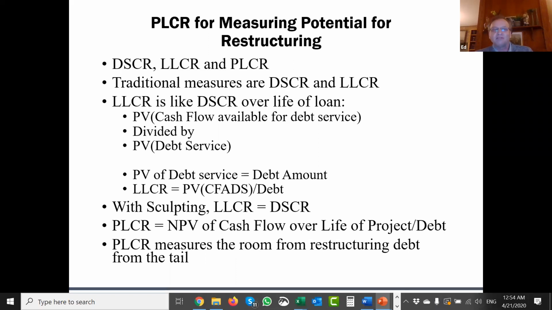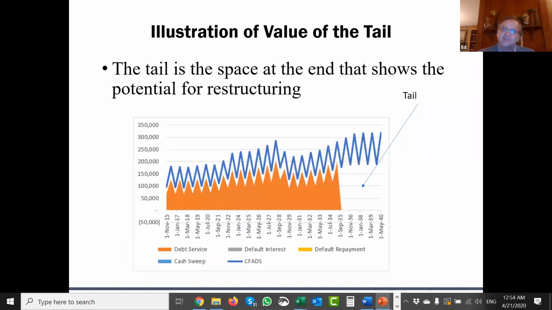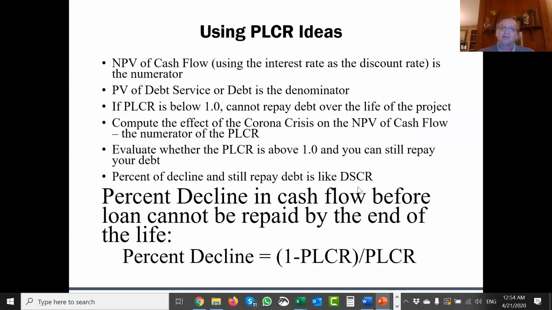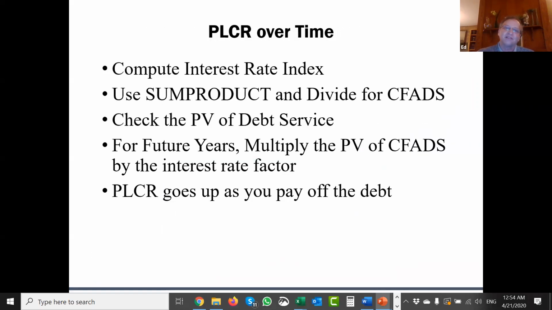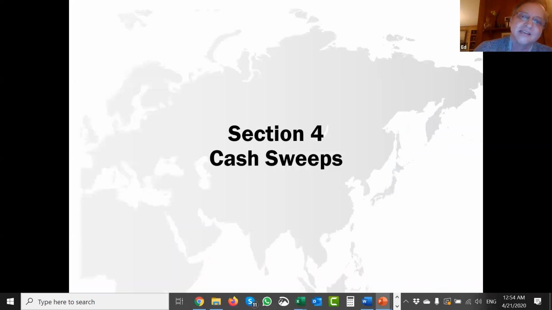And there's something called the LLCR, which is the present value of the cash flow over the loan life, I'm doing this way too quickly, divided by the debt. That LLCR measures how much the cash flow can go down over the life of the loan. The real issue is the project life coverage, which measures how much room we have at the end of the life in order to pay off the loan. It measures the value of this tail. I just go through a little bit of the project life, and I assume, Hassam, you're going to give them these PowerPoint slides so they can look at it.